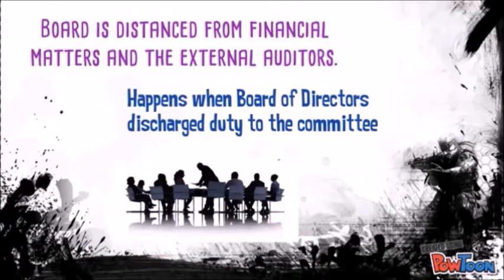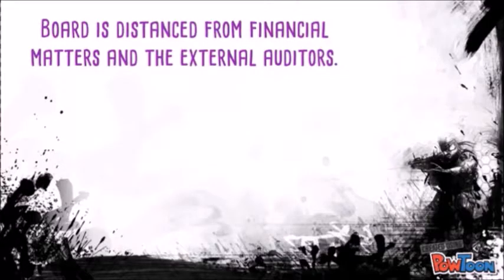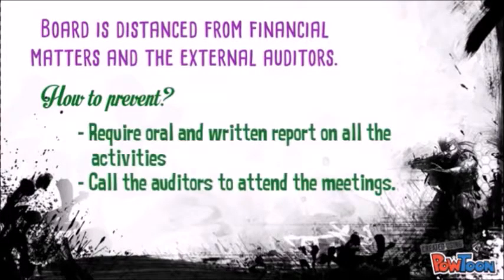Thirdly, the Board of Directors, BOD, is distanced from financial matters and the external auditors. This happens when the BOD discharges its duty to the committee but still has full responsibility for the financial matters of the company. It can be prevented when the BOD requires oral and written reports on all the activities of the committees, or may even call the auditors to attend the meetings.